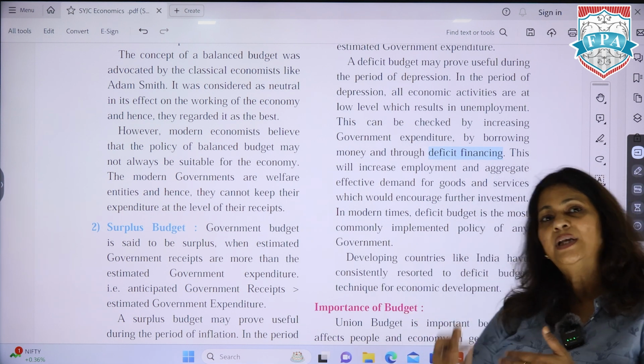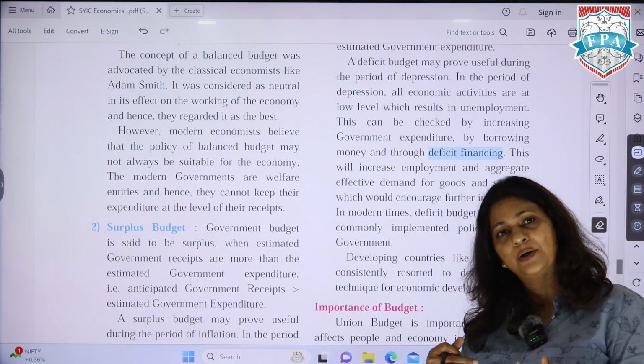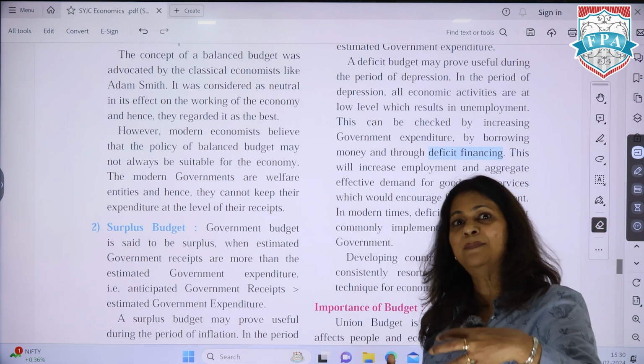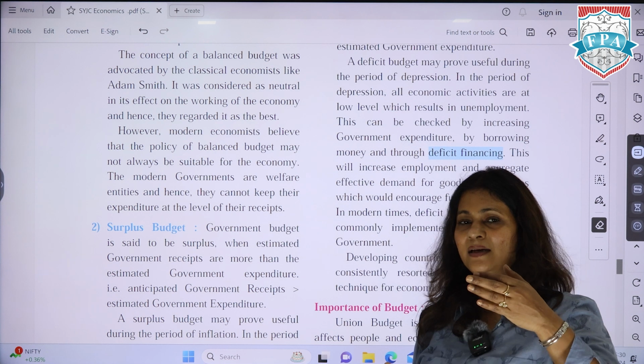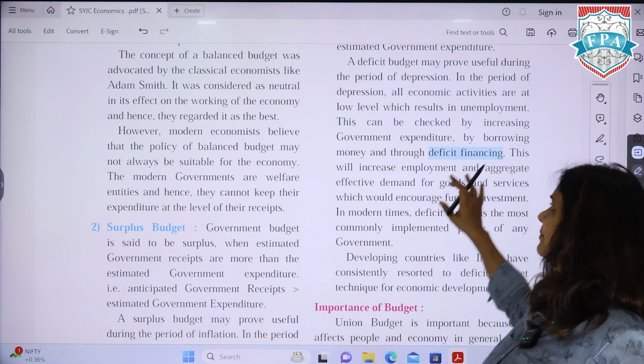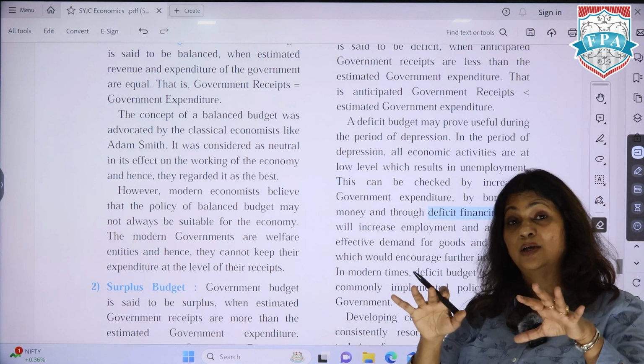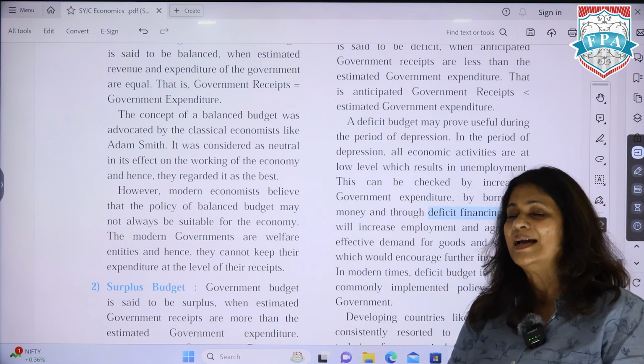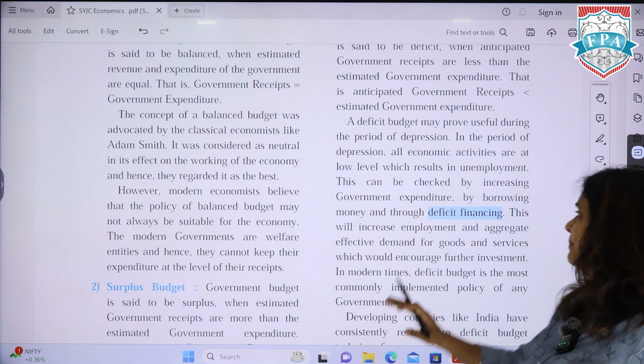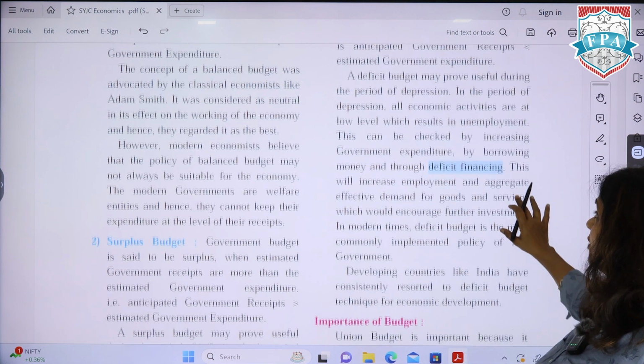Right? Ye ulta ho gaya inflation ka. Ye absolutely ulta ho gaya. Deficit budget ka matlab jab aapke kharche jyada hain, revenue kam hai. Aur unhone bola deficit budget kab useful hota hai? Jab depression ka time chal raha hai, activities are low. To aise mein kya karoge? Jab aap, you are going to do what?